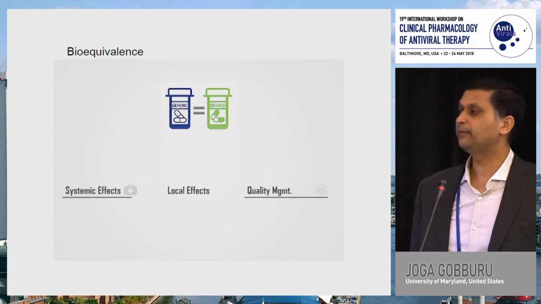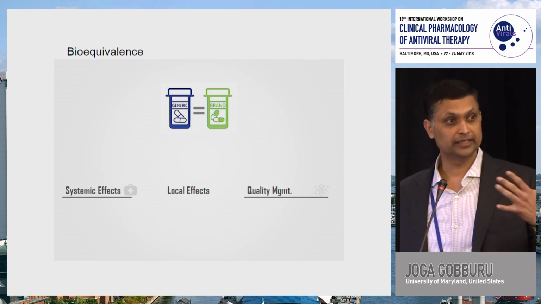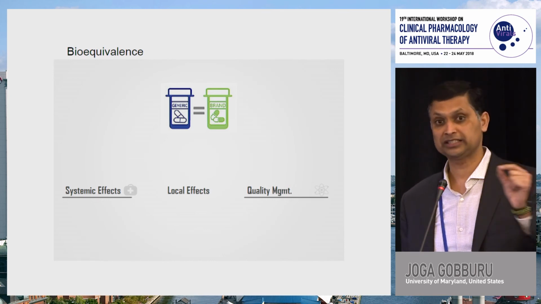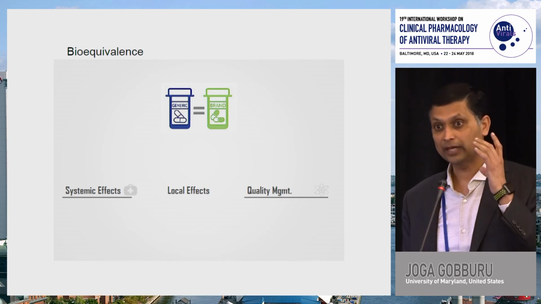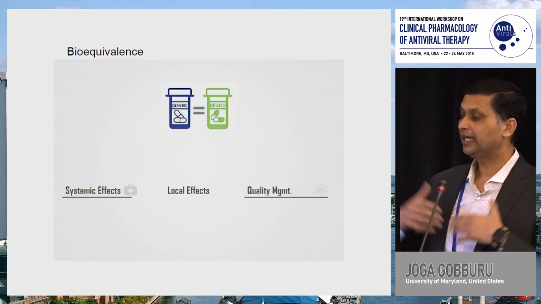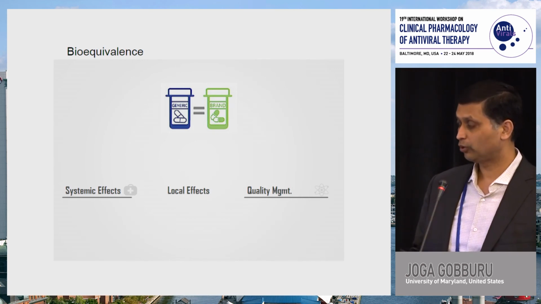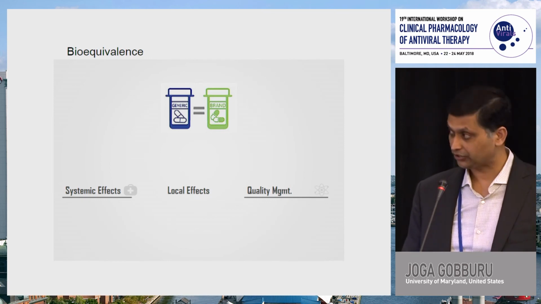And quality management, quality by design, if you have heard, again, you could use this approach to understand which processes in the manufacturing have high impact on the in vivo bioavailability and absorption, and then you can use those approaches to control the quality and release the batches.